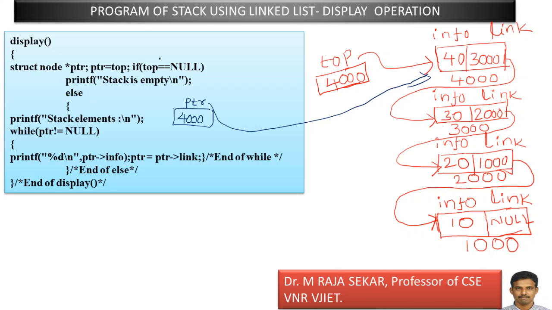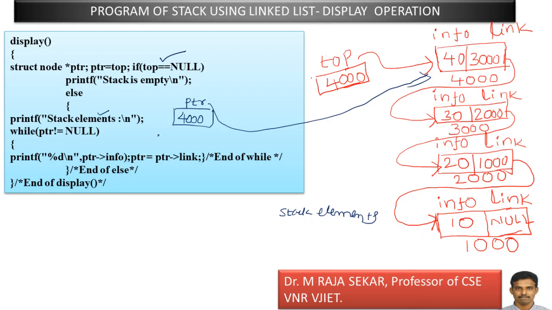If top equal to null, what is my top value? Top value is 4000. Top 4000 cannot be null. Therefore, this if block will be skipped. Now, where will you go? You will enter inside else. A message will be displayed on the output screen. What does it say? Stack elements, and backslash n means the cursor will move to the next line.